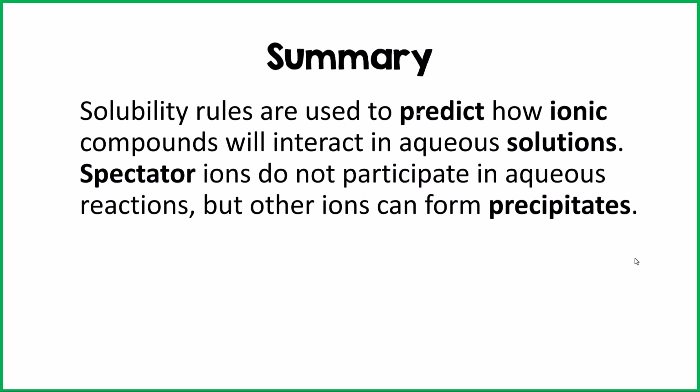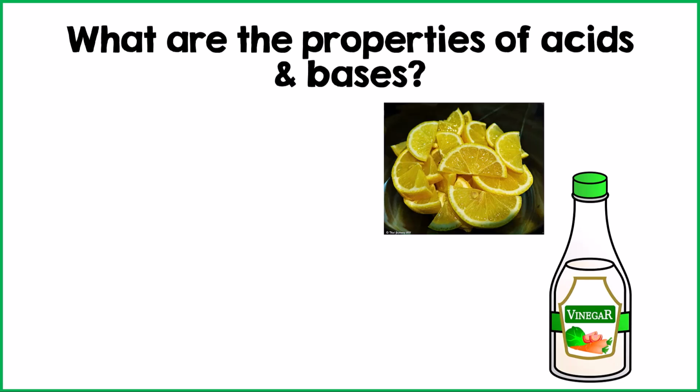So in summary, solubility rules are used to predict how ionic compounds will interact in aqueous solutions. Spectator ions do not participate in aqueous reactions, but other ions can form precipitates. In the next section of this unit, we're going to start discussing very specific types of solutions. And those types are acids and bases, which you're probably a little familiar with already.